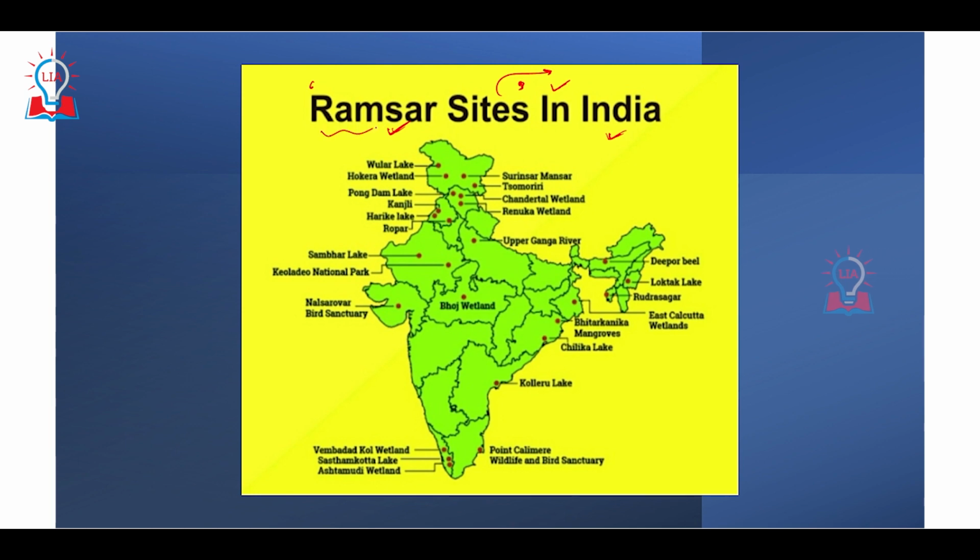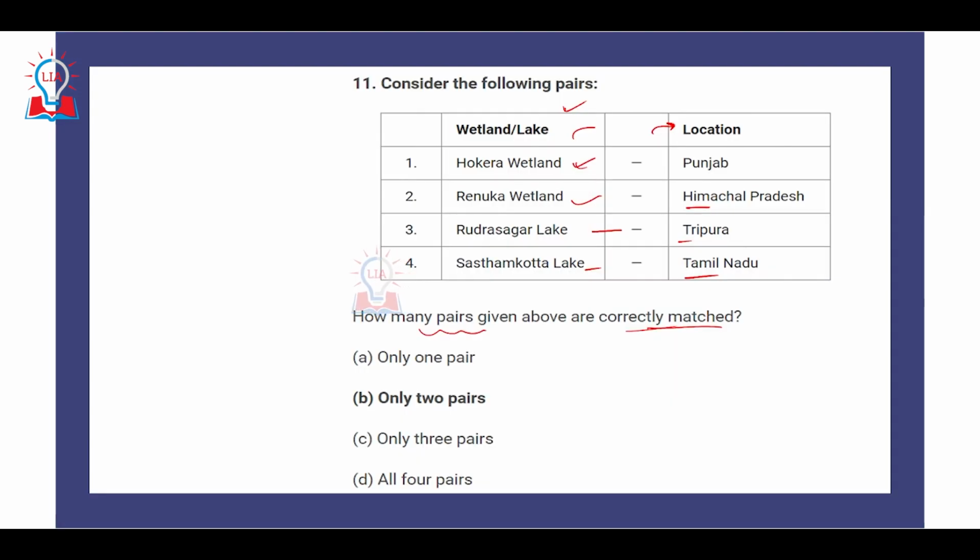Ramsar sites basically refer to those sites which are brought under the Ramsar Convention, which was signed on the 2nd of February 1971 in the city of Ramsar, which is located in Iran. And it is due to this reason that every year on 2nd February, we also celebrate World Wetland Day. So if you look at the first, Hokera wetland, that was the first option. Hokera wetland is not situated in Punjab, rather it is situated in the Union Territory of Jammu as well. So that means the first statement is incorrect.